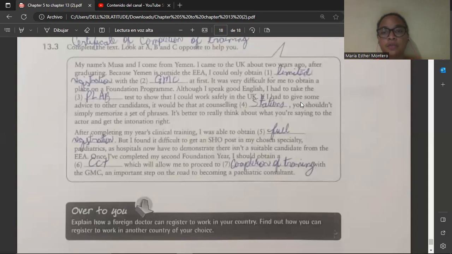If I had to give some advice to other candidates, it would be that at counseling stations, you shouldn't simply memorize a set of phrases. It's better to really think about what you're saying to the actor, and get the intonation right.